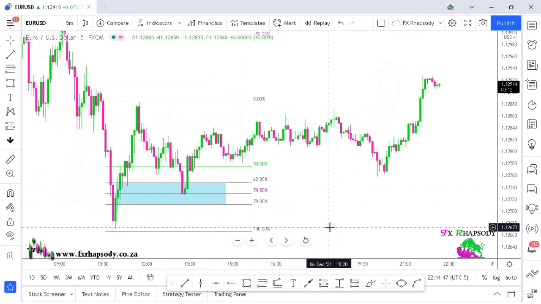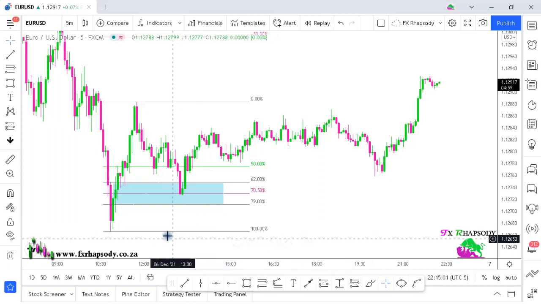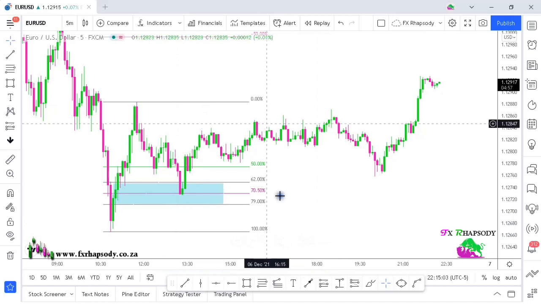Do you want to place it when it hits that 62%? Or do you want to place it only when it hits that 70.5% or even the 79%? It is totally up to you. For me, I place my trade on the 62%. I put my stop loss just below the 100, and then you can see price starting moving up.